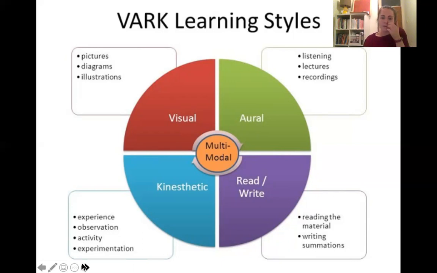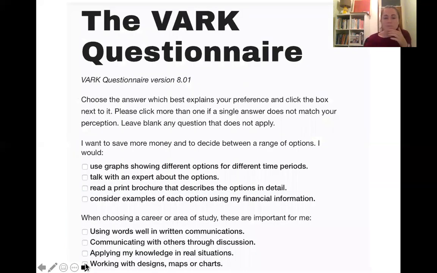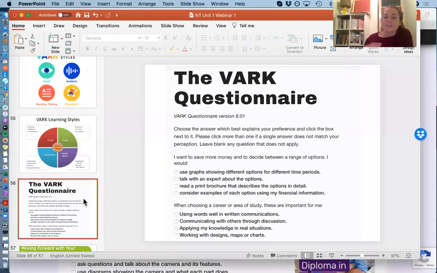So what you can do is you can do this questionnaire. It's called the VARK questionnaire, and they ask you a series of questions that helps to determine your preferred learning style. Now, it's not an exact science, but it's definitely a good tool to help you start to identify what way of learning suits you. And based on that, you can direct how you're going to move through the material.